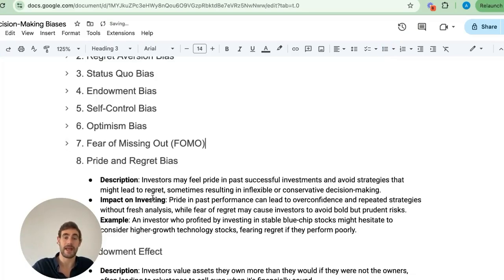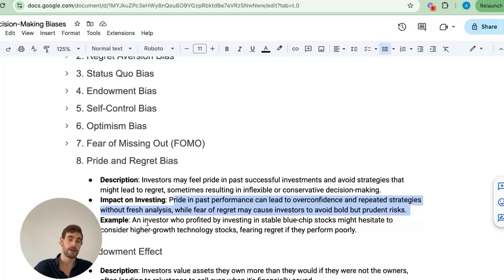Bias number 8 on the emotional biases is pride and regret bias. Here's where investors may feel pride in past successful investments and avoid strategies that might lead to regret, sometimes resulting in inflexible or conservative decision making. Here, the impact on investing is that the pride in past performance can lead to overconfidence and repeated strategies without fresh analysis, while fear of regret may cause investors to avoid bold but prudent risk.